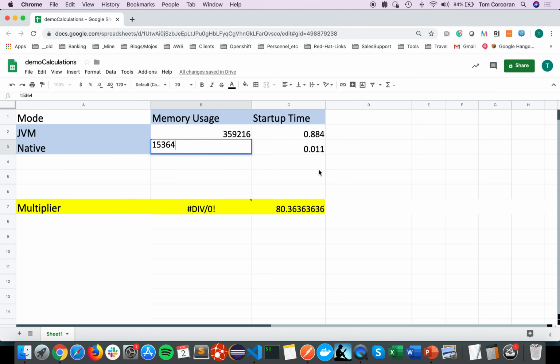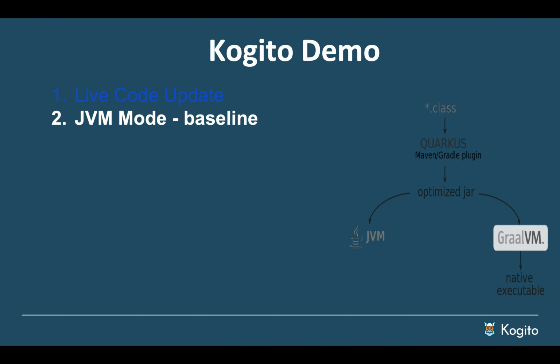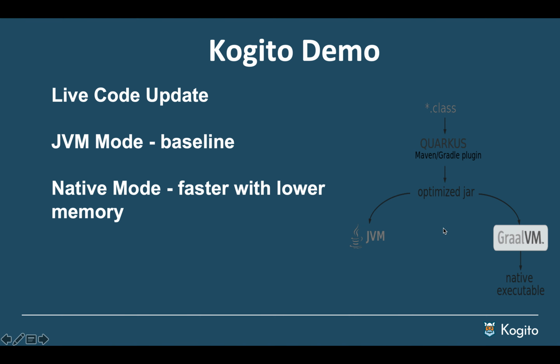So if we look at our summaries here, we can see that the memory usage is 23 times smaller in native mode over the already optimized JVM mode from Quarkus. And similarly, the startup time is especially spectacular. It's 80 times faster in native mode than in JVM mode. So these truly are game-changing stats and figures, particularly for cloud native and especially for serverless workloads.